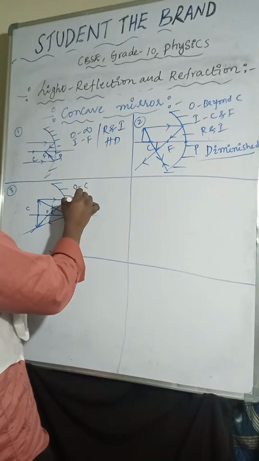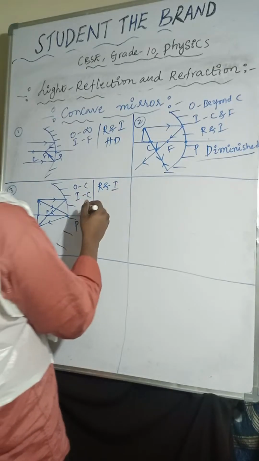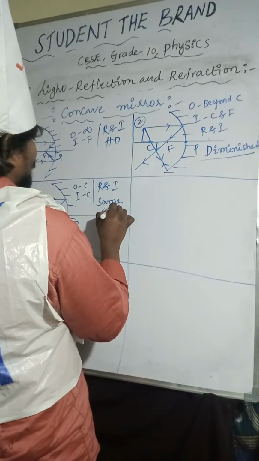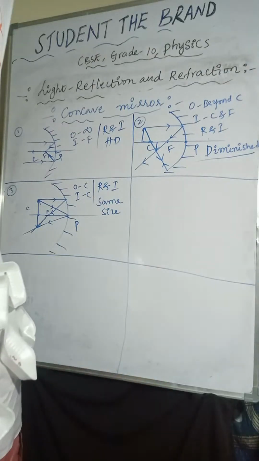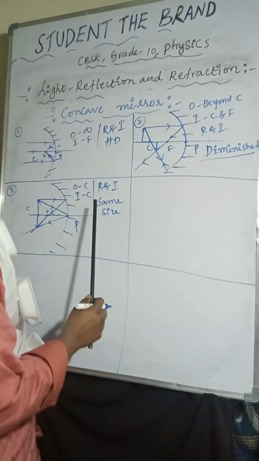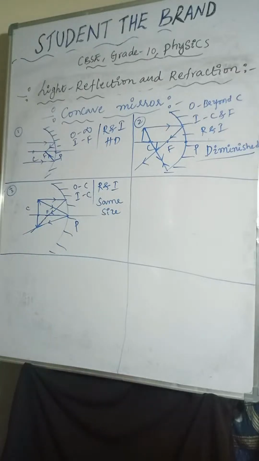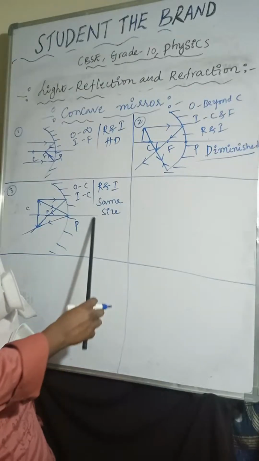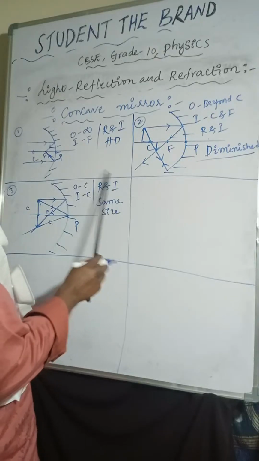Object is placed at C, image is formed at C, nature of the image is real and inverted, and size of the image is the same size. Size of the image is very important, so make sure you remember this point. Real and inverted nature of the image is very important.